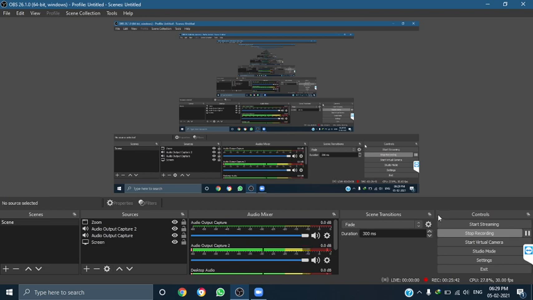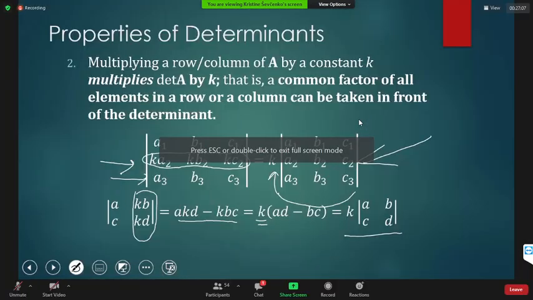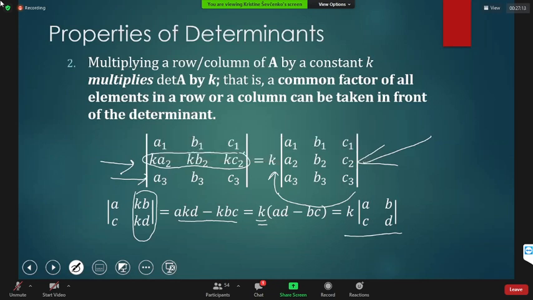Or we can expand it through the row that is multiplied. It will be the common factor, as you know, from the expansion. You can take it outside, in front of the whole expression, as a common factor.